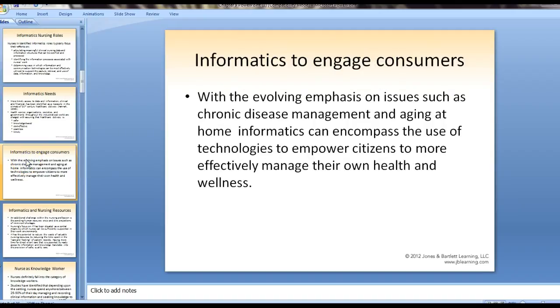While involving emphasis on issues such as chronic disease management and aging, at-home informatics can encompass the use of technologies to empower citizens to more effectively manage their health and wellness. I know that sounds crazy, but men and women everywhere now have this opportunity with technology at their fingertips. We can help people take ownership of their chronic disease and self-manage them without the need of being tied to a doctor's office or a home health nurse or some other costly healthcare tool. Informatics is going to be the dawn of the future in chronic care management.